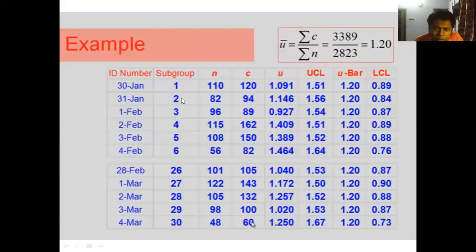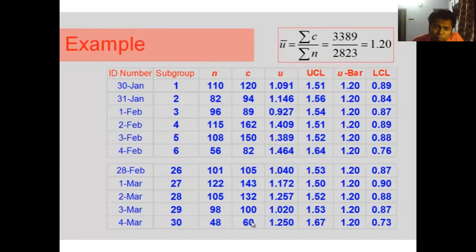So this is the example. Here you can see the subgroup, and then there will be subgroup size. You can see that subgroup sizes are different. It's not constant, just like the C chart that we described earlier. And these are the number of defects. You notice that the number of defects can be greater than your subgroup size. Why? Because one particular sample may contain more than one defect.